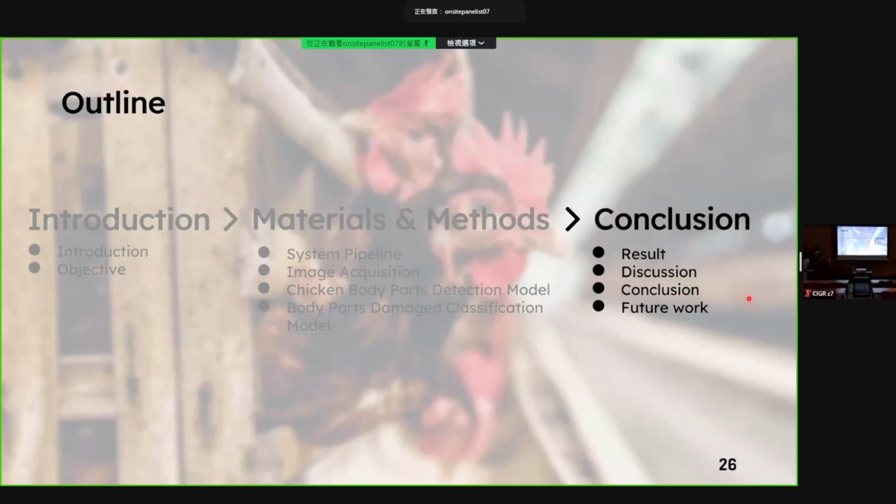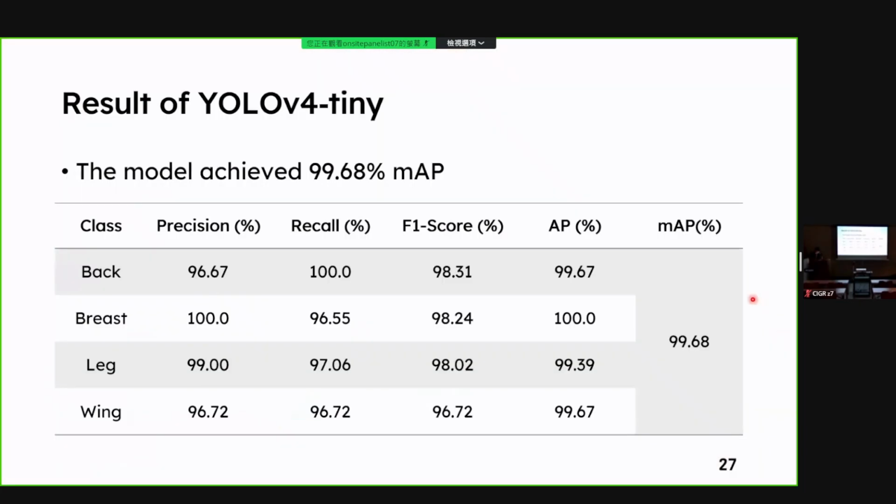And the next is the result and conclusion. First, I want to explain what the mAP is. The mAP is the mean average precision. It is an indicator of how good the object detection model is. The result of the YOLO V4 Tiny model can achieve 99.68% mAP. And in each class, the average precision exceeds 99%.